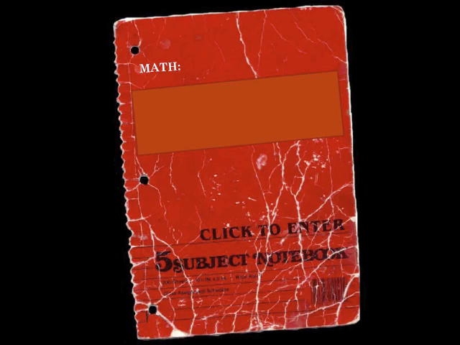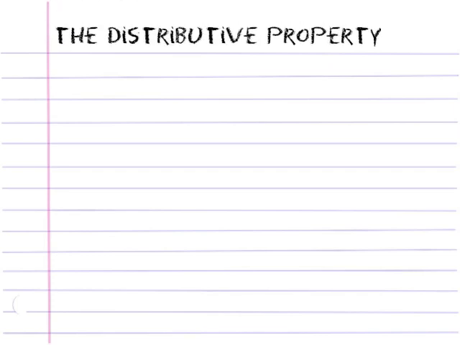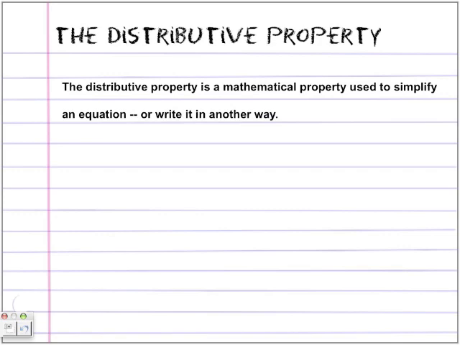Okay, so today we're going to be talking about the distributive property in math. What exactly is a distributive property? Well, it's a property that is used to simplify an equation or just write it in another way, and it has to do with multiplication. Multiplication can be shown in several different ways, like brackets, or the multiplication sign, or a dot. But for this lesson, we're going to be using the brackets the entire time.